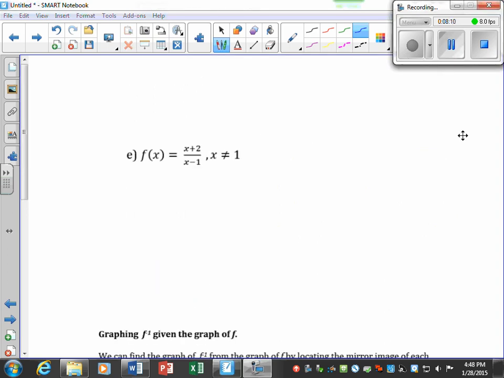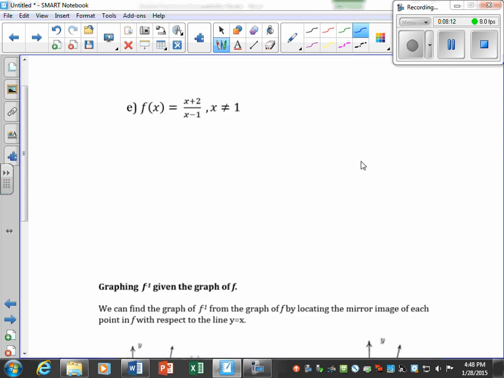And let's see one more just so we can get familiar with different forms that we might possibly see. First thing we want to do is rewrite this with our y notation. So y is equal to x plus 2 over x minus 1. And this just tells us that, of course, we can't have 1 in the domain because 1 minus 1 would be 0 and our function would be undefined. So don't forget, x can't equal 1.